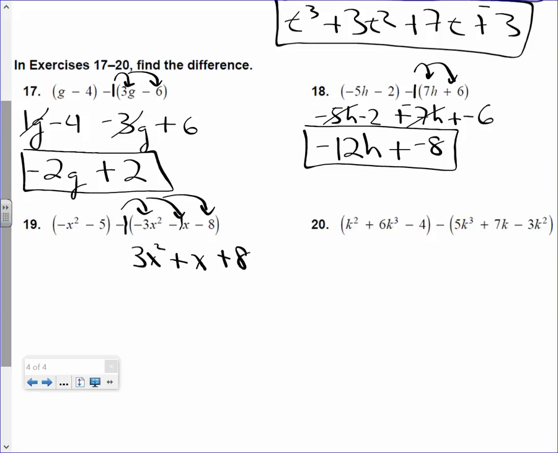We're rocking and rolling. Let me bring down the first binomial. Negative x squared minus 5. This is a positive 3x, so I'll put a plus there. The rest is just combining like terms.